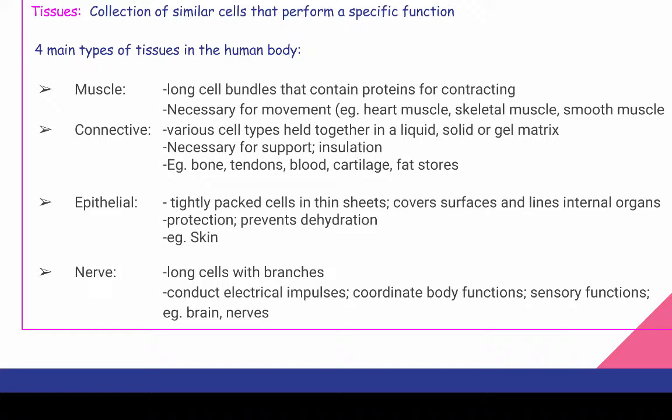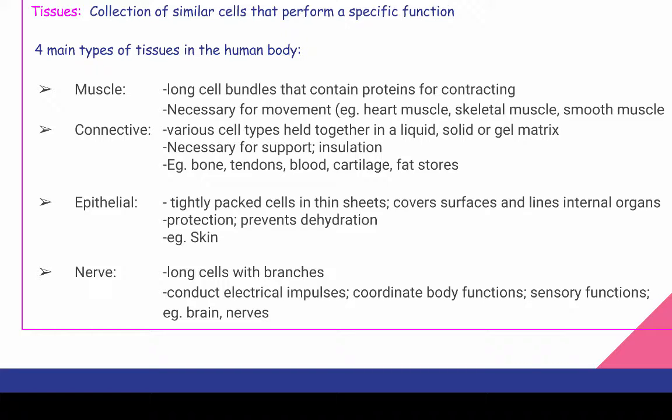Thirdly, we have epithelial tissue, and those cells are very tightly packed. So if you think that these are the cells that are giving us protection, you want those cells to be packed tightly in thin sheets. They cover the surfaces of our body and line our internal organs. So if you think of something like your skin, which is important for protection of your inner systems, it also prevents dehydration and water loss. Those are your epithelial tissues.